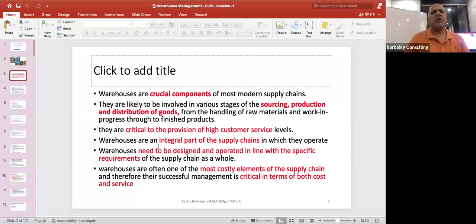Warehouses are the crucial components of most modern supply chains. Without a warehouse, certain operations can be done, but if you are going to operate at mega level, you need a warehouse. You need your things to be stored, right? When you are storing, according to the material handling, the palletization, and also the volume, you are going to set up your warehouse capacity differently.